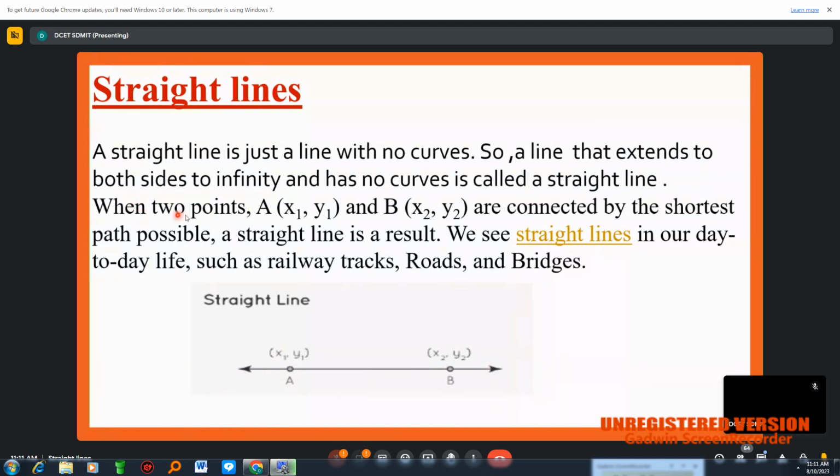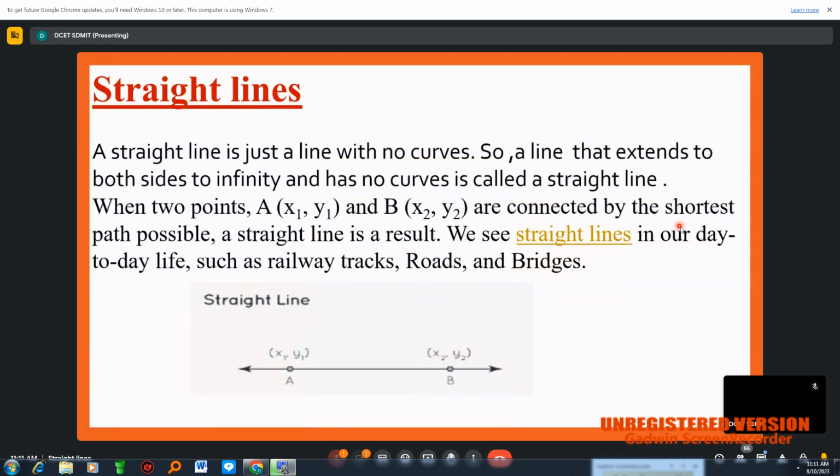Now, if you have 2 points, name them A and B, A with the point x1, y1 and B with x2, y2, connected by the shortest distance, this forms a straight line. A straight line is just a line which has no curves. If you have 2 points, they are joined by a line, and this line is called a straight line. We can extend the straight line on both sides up to infinity.